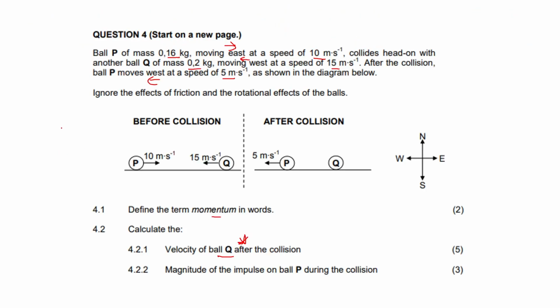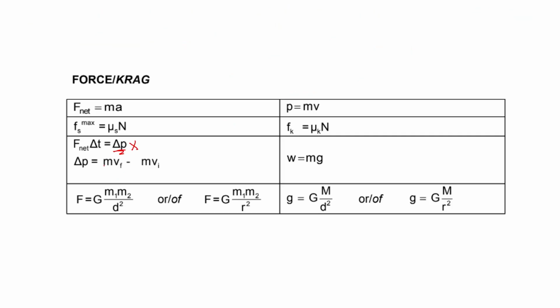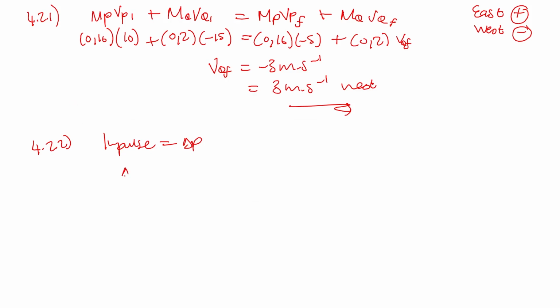Then 4.2.2, calculate the magnitude of the impulse on ball P during the collision. All right, so we know that our impulse is this formula, and we can calculate the impulse easily. We don't have the time, right? But we do have our mass and our final and initial velocity. So we will use this one. So we can just write this formula, and they want it of P.